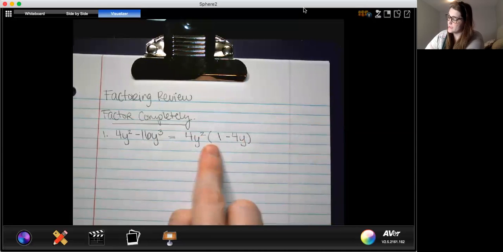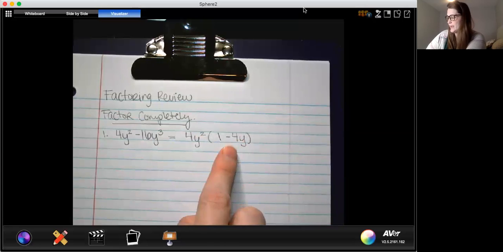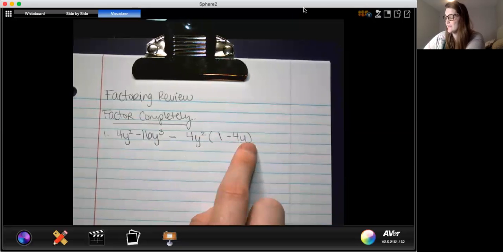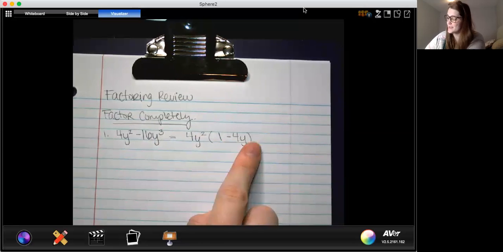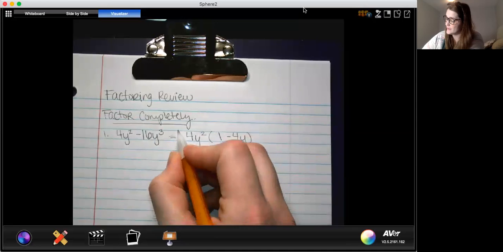Okay. Now, once you get to here, you want to see, can I go any further? Well, there are 2 terms, they are differences, but they are not differences of squares. If this had been y squared, different story, but it's not, so therefore there's nothing else we can do. Okay, so this is our final answer.